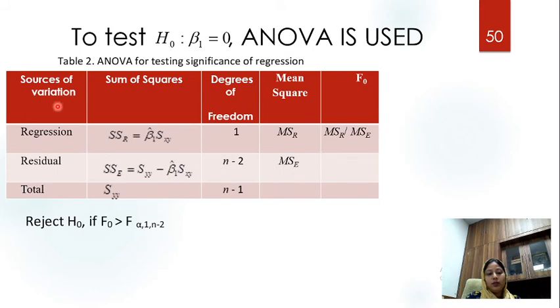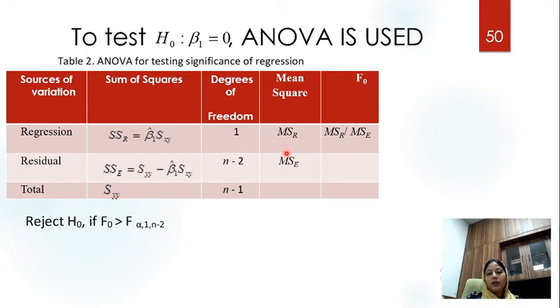We have the sources of variation: regression, residual, total. The sum of squares is SSR, which is equal to beta 1 hat Sxy, the sum of squares due to error SSE, and the total sum of squares TSS. Degrees of freedom is 1, because here we have beta 1 hat. N minus 2 are the degrees of freedom for the residual, and total is N minus 1, because the total number of observations is N and only one constraint we are imposing for the total. That is, summation y minus y bar is 0.